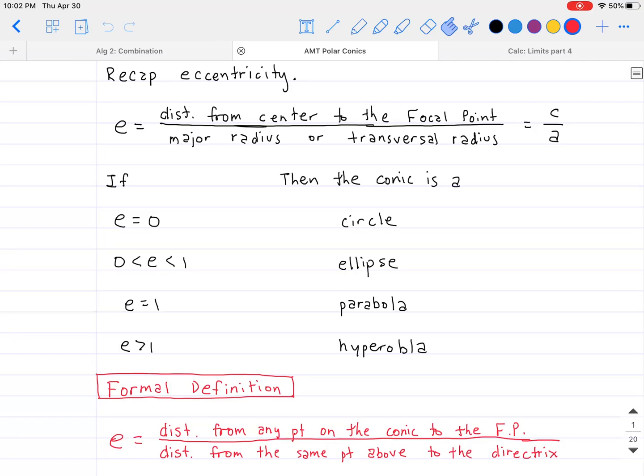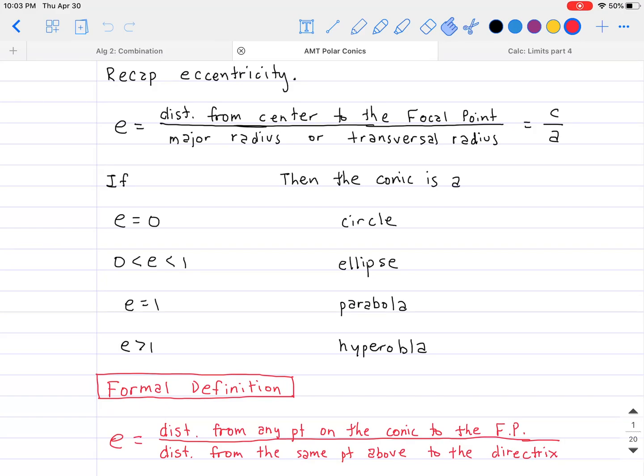Then we have the hyperbola, because the focal point is always at a longer distance from the center than any point on the hyperbola. So for the hyperbola, e is greater than 1, and the last one is when e is equal to 1, the parabola, pigeonholing everything.